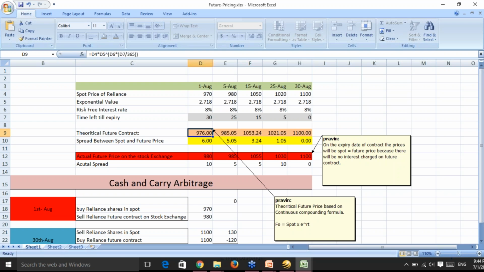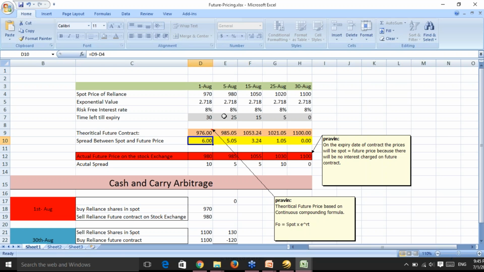Now, if you calculate the theoretical value based on the future price formula, you're getting the value that is 976. And if you put the formula into the same cell, you will see the difference here, 970 and 976, that is 6 rupees. That is the spot price and future price difference. So this is the opportunity cost, or the spread we call it. This is the spread between spot and future, the difference between a spot and future contract price.